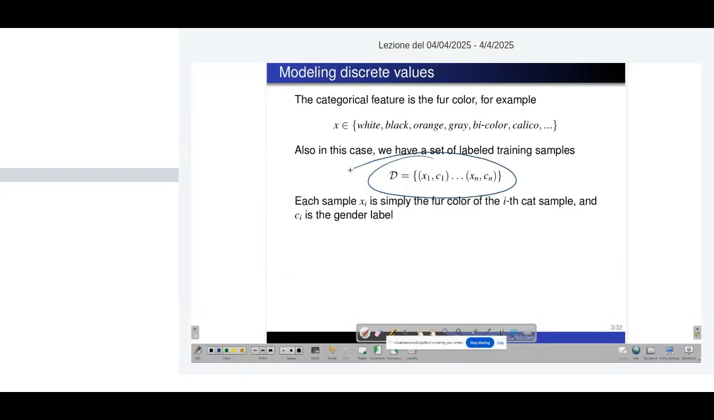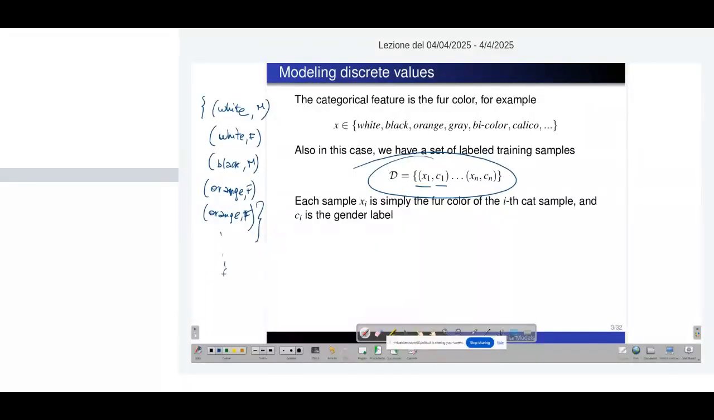So we have our dataset. The dataset consists of collections of color and class. So for example, we observe one white cat that was male, then one white cat that was female, one black cat male, one orange female, and then let's say an orange male. Or let's make it female, so we have 2 examples of the same color. So this is what we collected. Of course, we may assume that we have many more of these samples.